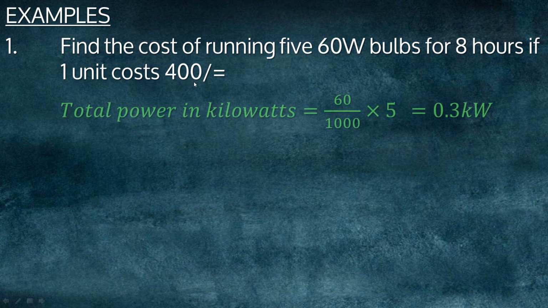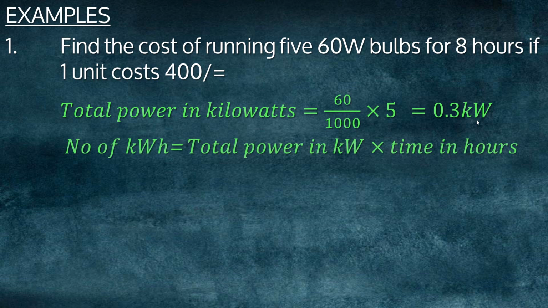What are you supposed to do? Get the total power in kilowatts. So we are given the power here as 60 watts. So convert to kilowatts by dividing by 1000. Then remember there are 5 bulbs. So you multiply by 5. You're going to end up with 0.3 kilowatts. So we have our power in kilowatts.